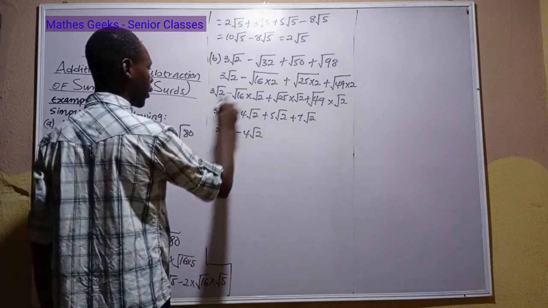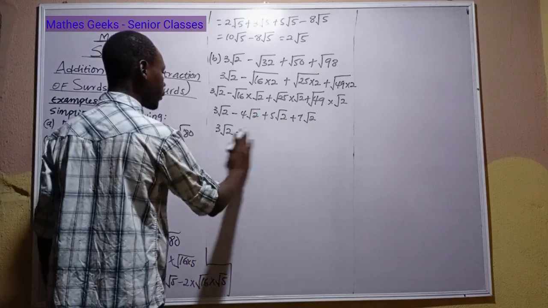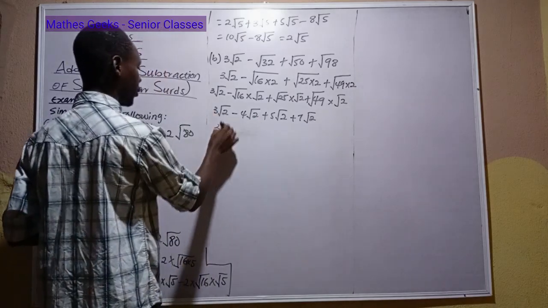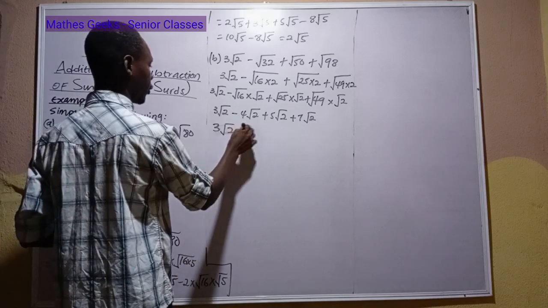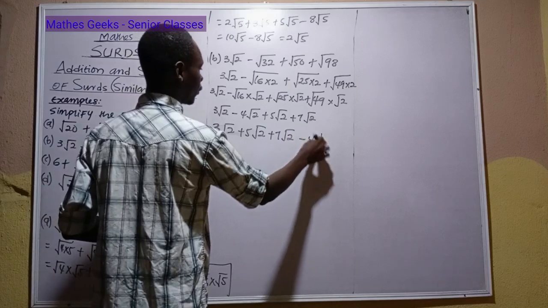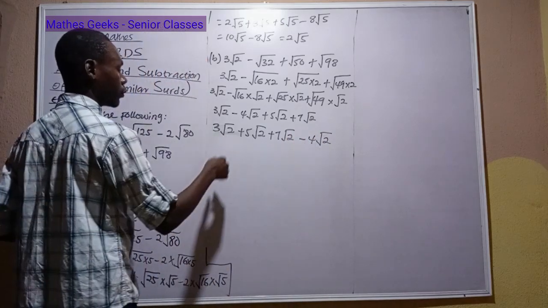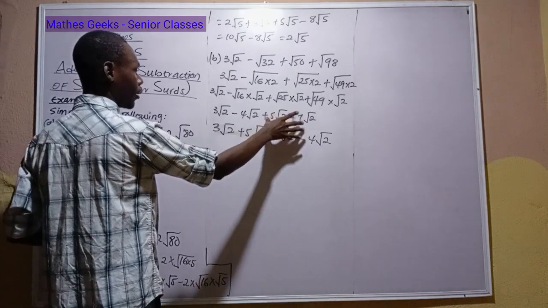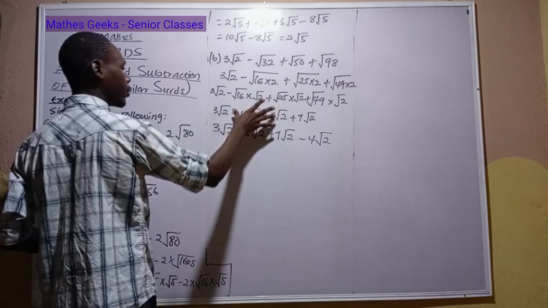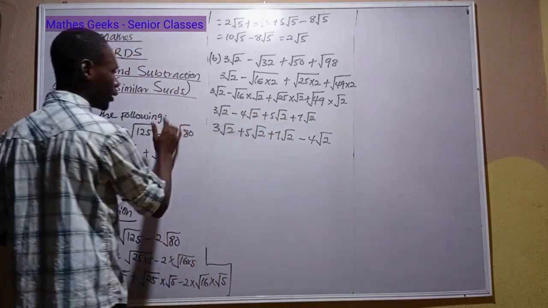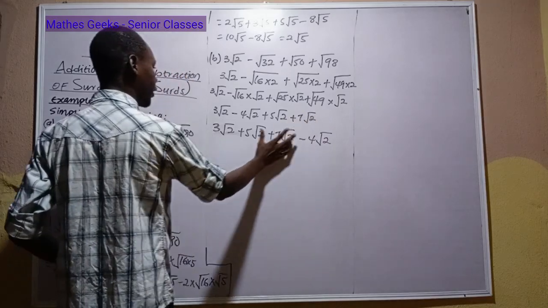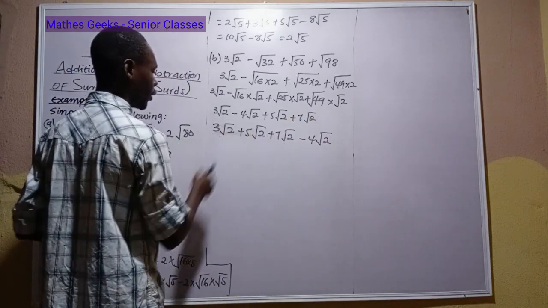This part is negative, so I'm going to add up the positive side first. So this will give me 3 root 2 plus 5 root 2 plus 7 root 2 minus 4 root 2. What I've just done is rewrite this expression again. I bring all the positive terms to one side and the term that is negative to the other side, which is minus 4 root 2. Then every other term is positive.